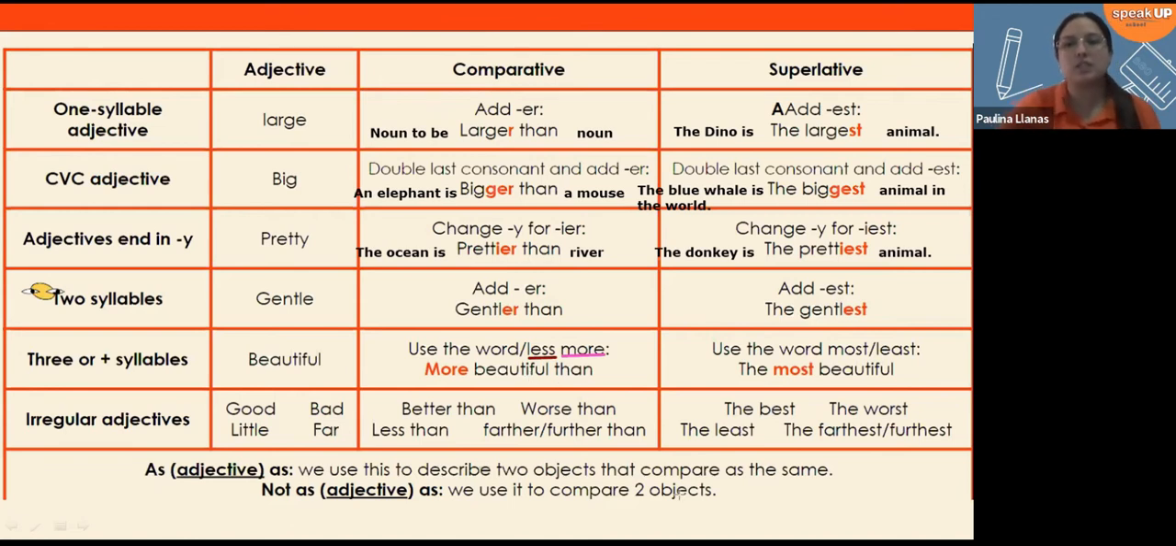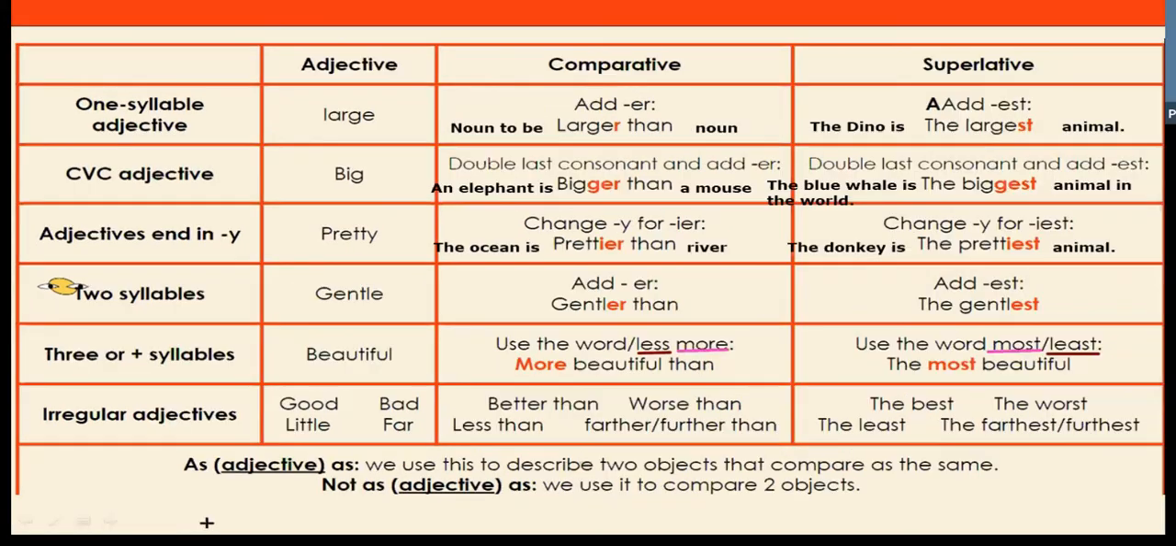Okay? It depends on the situation whether you are going to use more or less. Now the next one. For the superlative, we use most or least. The most beautiful or the least beautiful. Okay? And we also have irregular adjectives like good, bad, little, and far. These are the ones that you need to remember, that you need to memorize. The irregular ones.